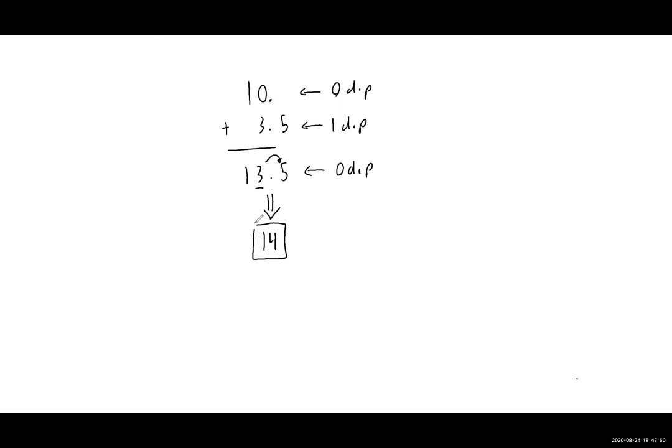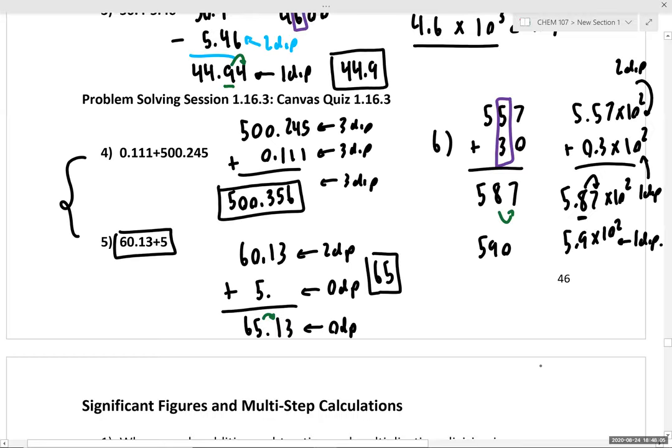Perfect. I'm just going to clear this. You don't need to put a decimal after because 4 is a significant digit. So this is a good place for us to stop. So we're going to pause.